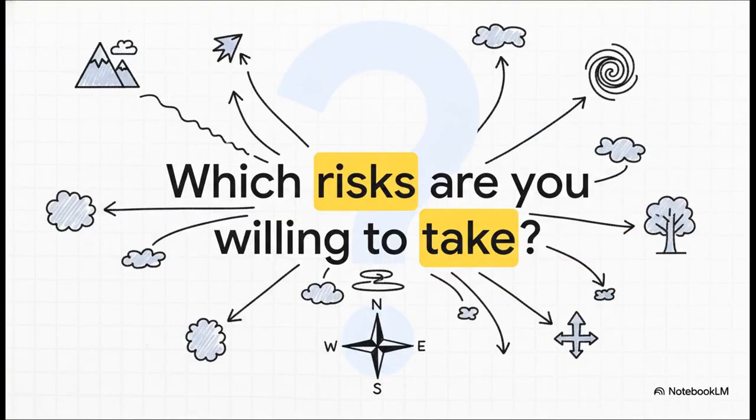So once you stop chasing that one single certain number, and instead you look at the whole map of uncertainty, the question you ask completely changes. It's no longer what is going to happen. Instead, it becomes a much more powerful question. Which risks are you willing to take?